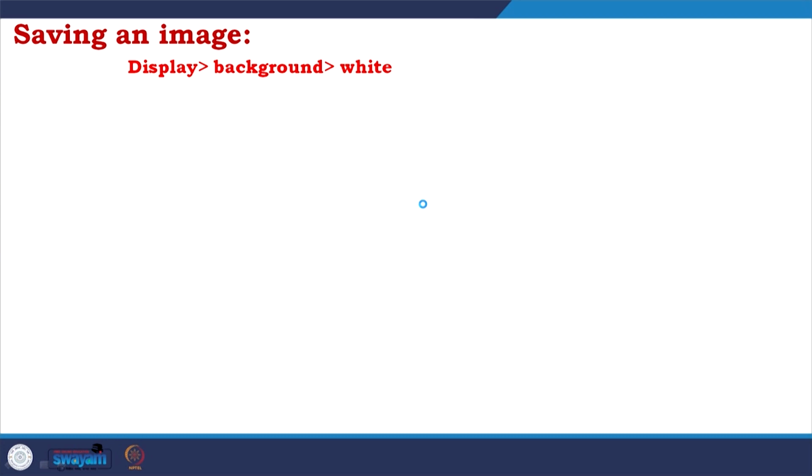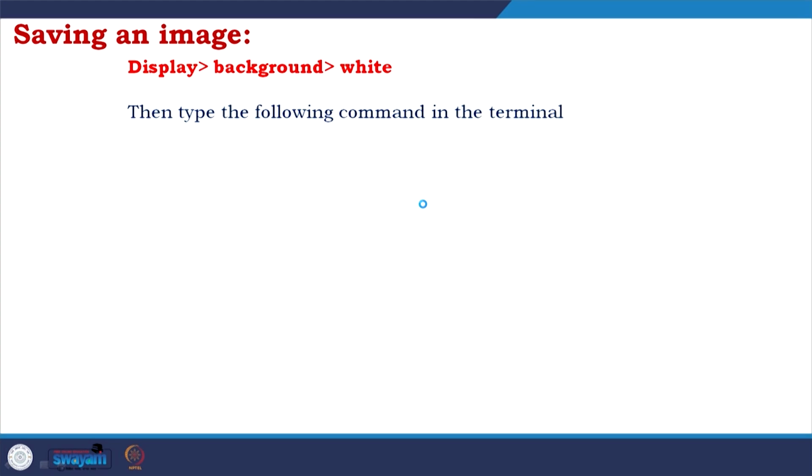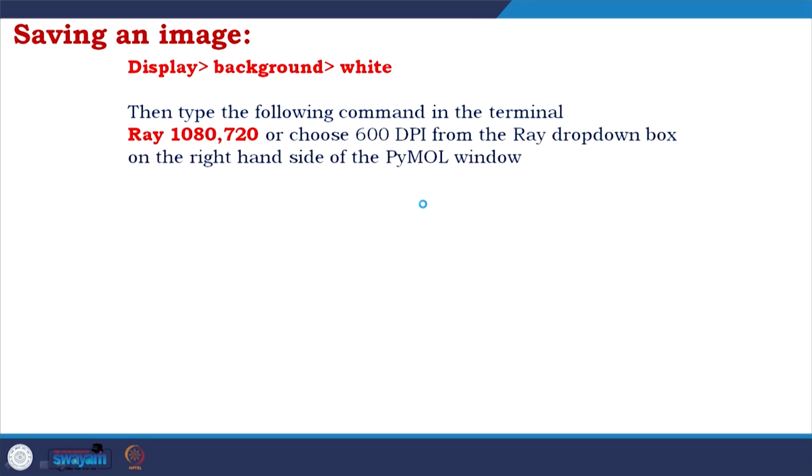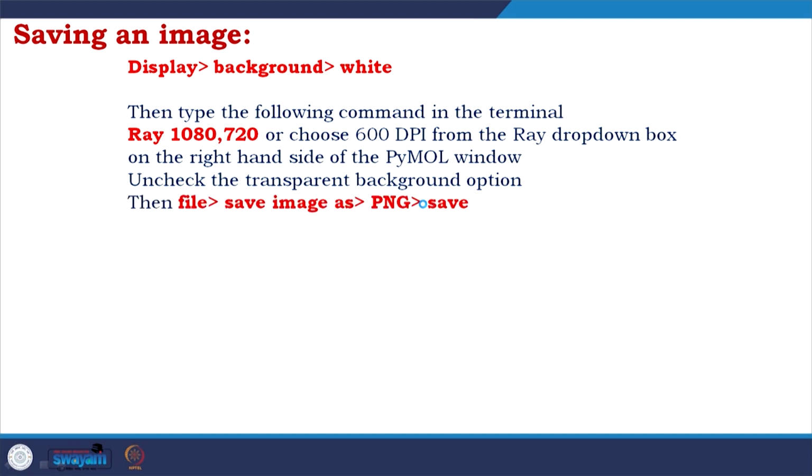If you remember, I have already done it, because as I told you, whenever you want to save an image, you want to save it in white background. So, when you take a printout, you do not spend unnecessary ink. Then you have to type the following command in the terminal: ray 1080 70, or choose 600 dpi from the ray drop down box on the right hand side of the PyMOL window. You have two options, and then uncheck the transparent background option. Then file, save image as PNG.